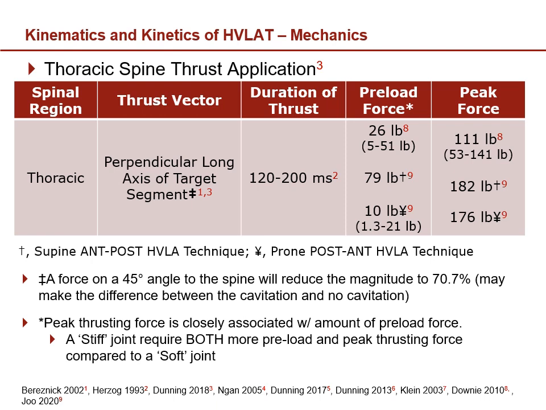A stiff joint requires both more preload and peak thrusting force compared to a so-called soft joint. So the stiffer someone may be, the more preload force that you would use, and thus the more peak force that you would also apply.